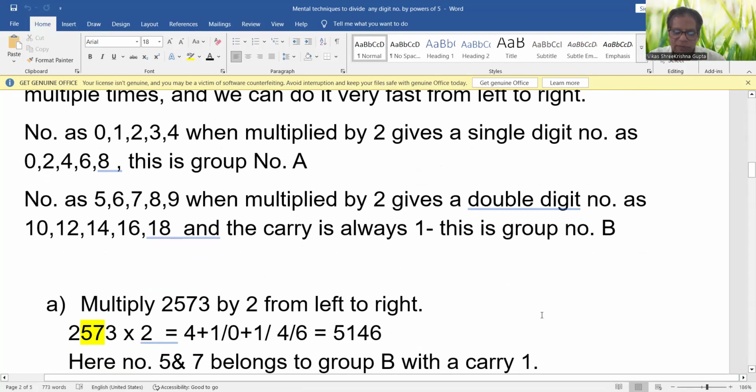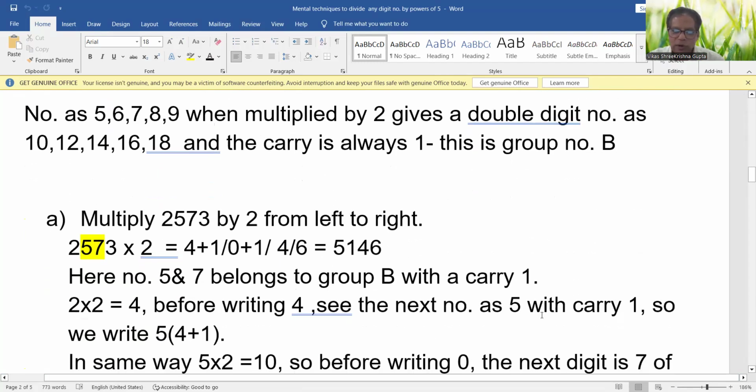So when I have to multiply a number from left to right, I will show you how to do it. Suppose the number is 2573 into 2. Unlike the school method where we multiply from right to left, I am showing you how to multiply the number from left to right, because that is very fast and very easy. Now, 2 into 2 is equal to 4. Before writing 4, I will see what the next number is. 5 belongs to group B, which means there is a carry of 1, because 2 times 5 gives 10.